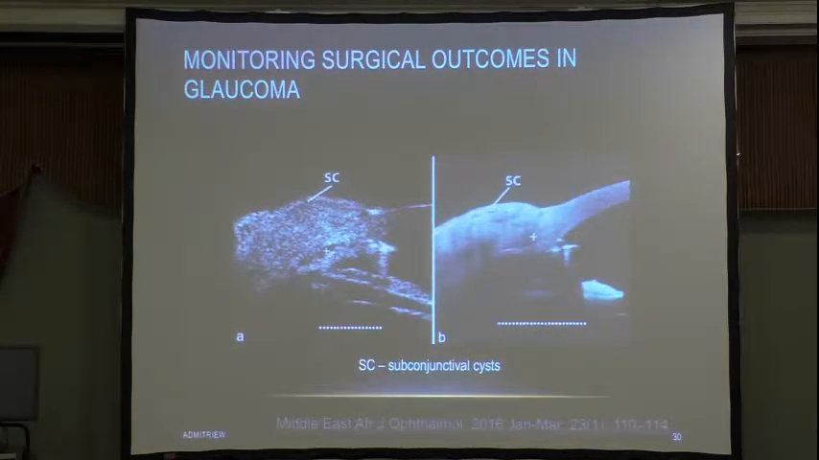So one of the very important outcomes is checking or measuring the outcomes of surgical intervention in glaucoma, and especially in patients going through the process of trabeculectomy or shunts, the evaluation of subconjunctival space and the scleral surface in many cases is crucial when it comes to next surgical intervention in such patients.